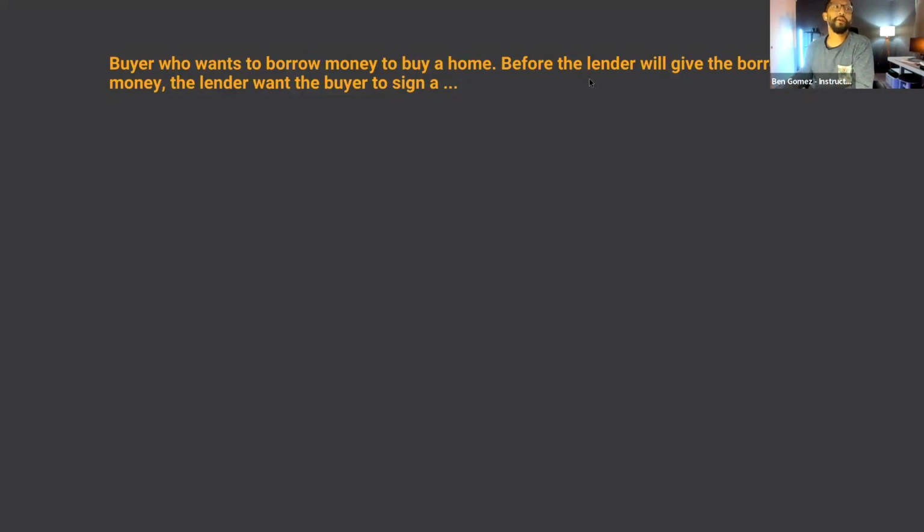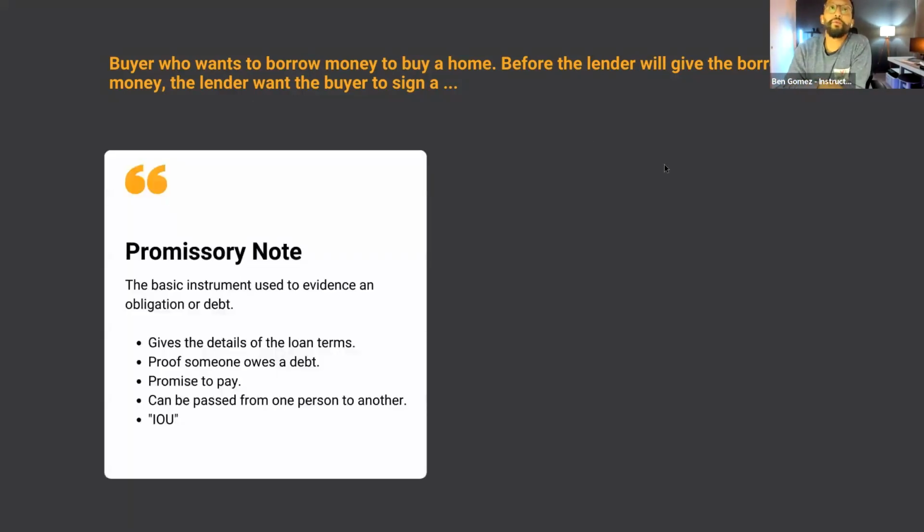So before the lender will give the borrower the money, the lender wants the buyer to sign something called a promissory note. The promissory note is the basic instrument used to evidence an obligation or debt. This is like an IOU. This is like, Carla, I'm going to lend you $500,000. I'm not just going to shake your hand. I am going to make you sign a piece of paper saying that you willingly know that you borrowed $500,000 from Ben. This gives the details of the loan terms.